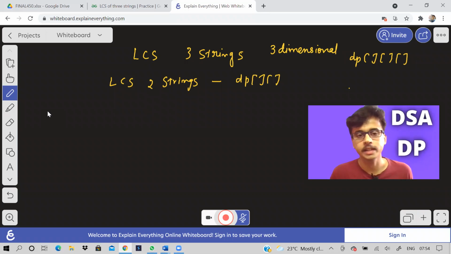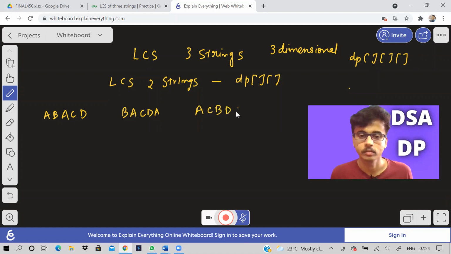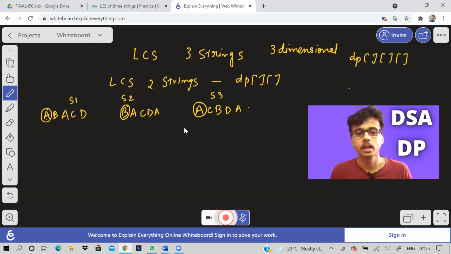See, when there are three strings, let us consider some random three strings. I just considered some random strings. So this is S1, this is S2, this is S3. Now what will happen? We will compare the first characters of all the three strings. Okay, so when we compare the first character of all the three strings, they are not equal. So what will we do in this case?